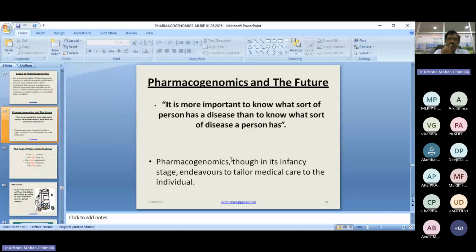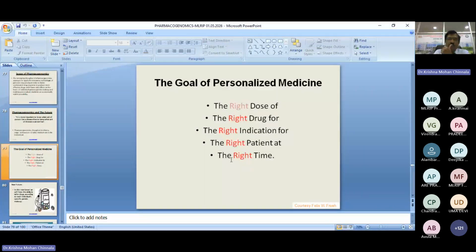The goal of personalized medicine, which we are already using everywhere as pharmacology teachers or pharmacologists: the right dose of the right drug for the right indication for the right patient at the right time. All the rights must reach the patient, then your treatment is right.